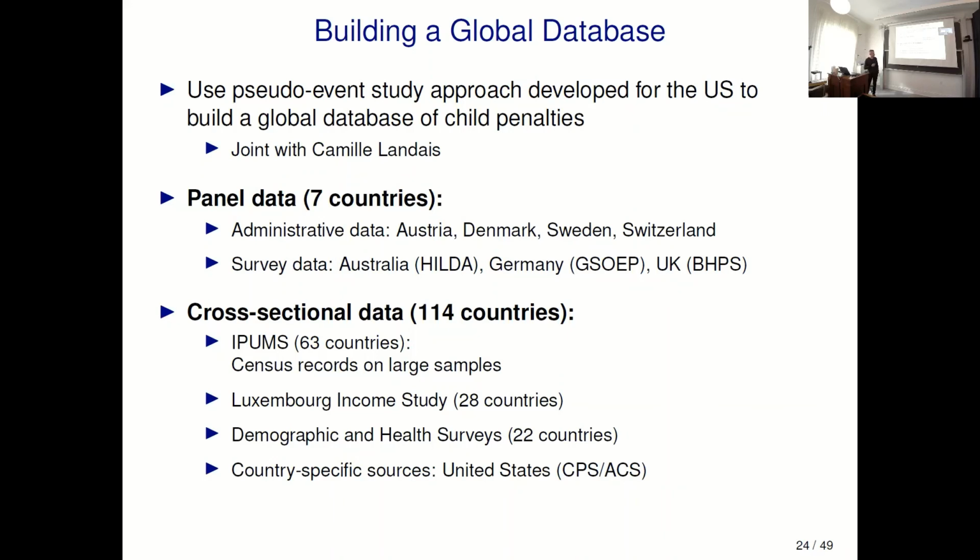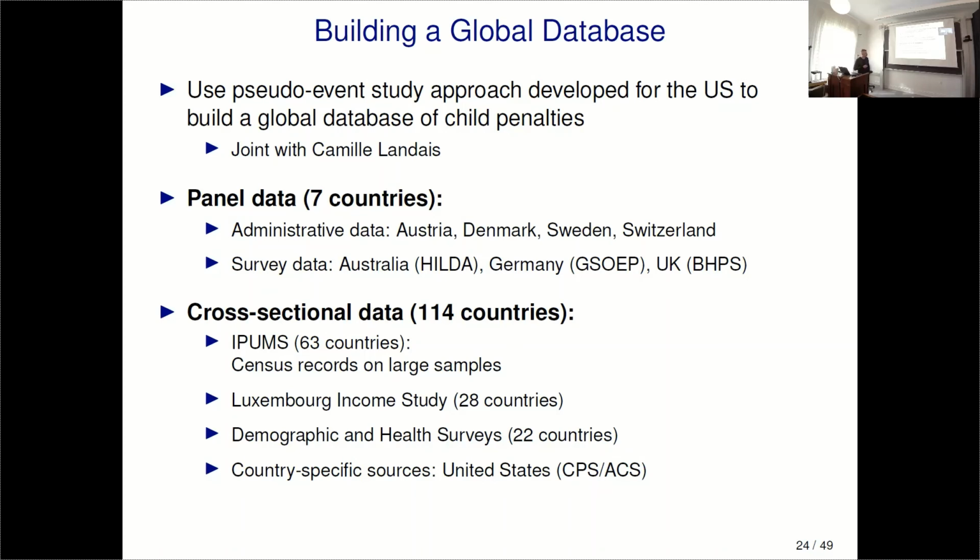Currently, I have estimates for 121 countries. And whenever I have panel data, I use the panel data. So we have the countries that we looked at yesterday where we have admin panel data, and we, of course, use that for the countries where we have it: Austria, Denmark, Sweden, and Switzerland. We have some other countries where we have really good survey panel data: Australia, Germany, and the UK. But then we have a bunch of other countries where we don't have access to such data, and I'm going to use cross-sectional data to implement this kind of approach.